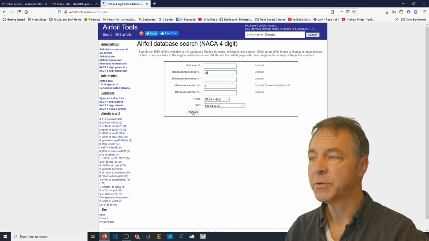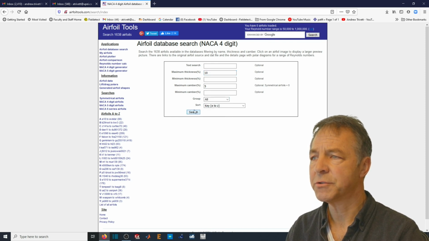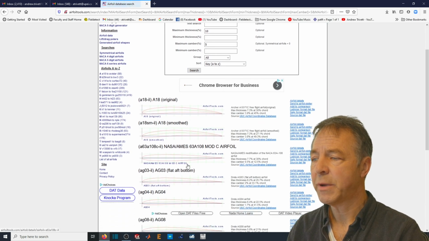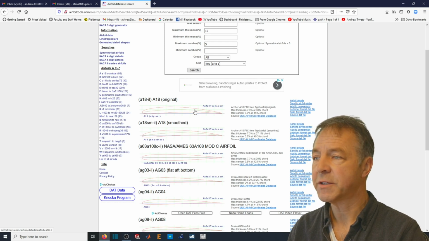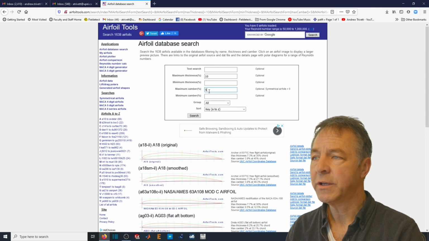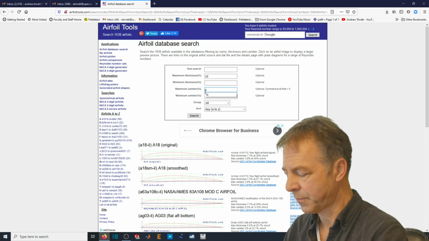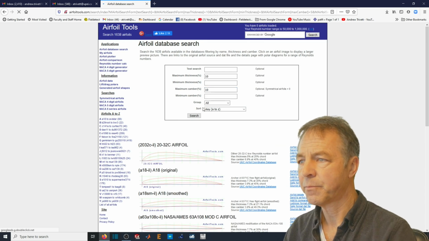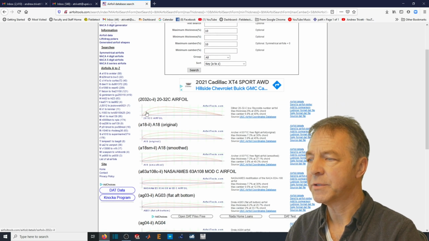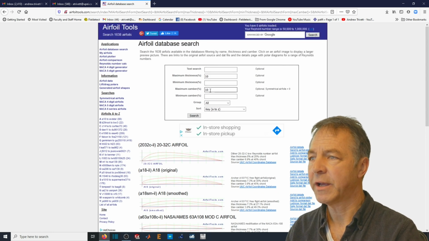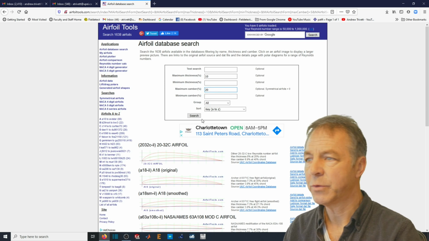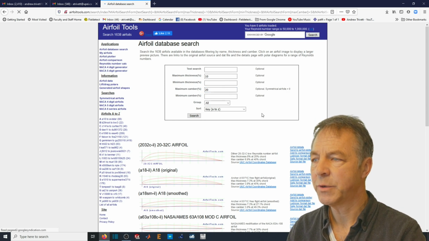Whereas if we pick a 10% thickness and a 5% camber, and search all, we should come back with an airfoil that looks more like this, with that curvature. We could increase the camber to 10, and you can see that the airfoil gets more and more asymmetrical. See if we have one that's as big as 20.